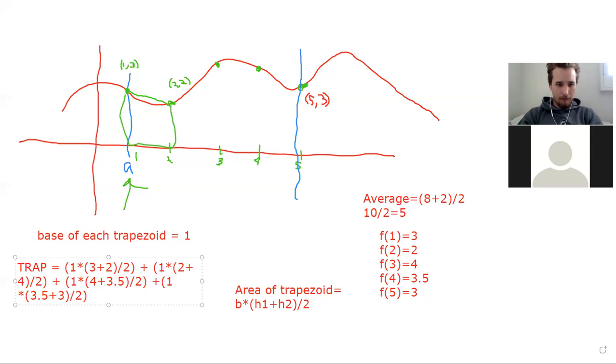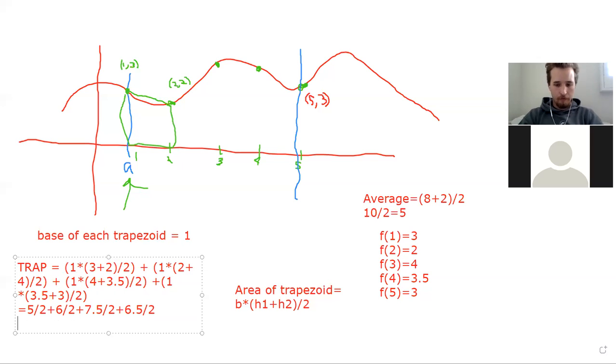Okay, so this is a bit more complicated math, but okay, so our first trapezoid is 3 plus 2 over 2, so we get 5 over 2. Our second one is 2 plus 4 over 2, which is 6 over 2. I know I can simplify that, but I'm just going to do it a long way first. 4 plus 3.5 is 7.5 over 2. And then 3.5 plus 3 over 2 is 6.5 over 2.